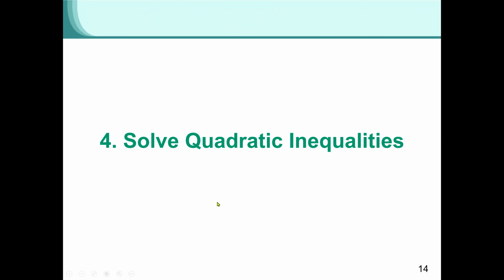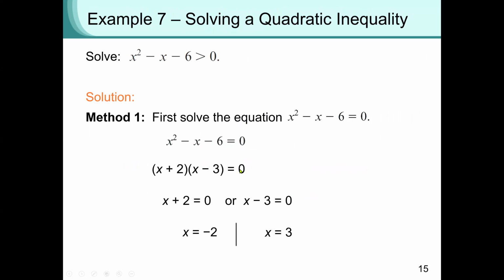Now let's solve quadratic inequalities. So we have x squared. We know a quadratic equation is a trinomial, which means we have 3 terms, and the highest exponent should be 2. So this is a quadratic equation: x squared minus x minus 6 greater than 0. Again, x squared minus x minus 6 greater than 0.